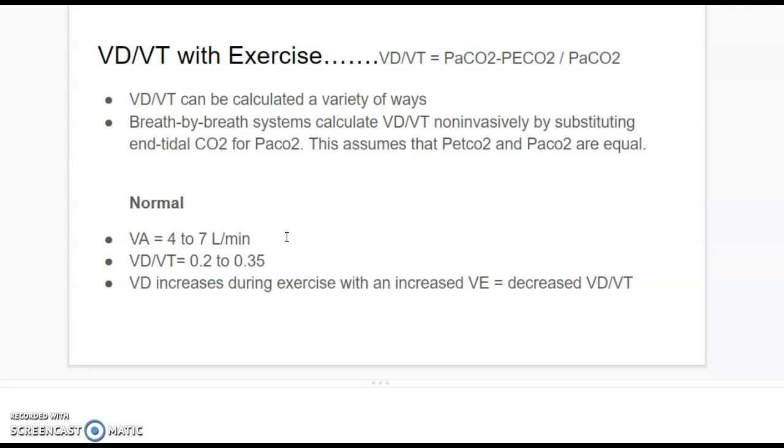Normal alveolar ventilation should be about 4 to 7 liters per minute. So the VD/VT ratio should be about 0.2 to 0.35. The dead space should increase during exercise with an increase in minute ventilation. The overall result of that will be an actual decrease in the VD/VT ratio.